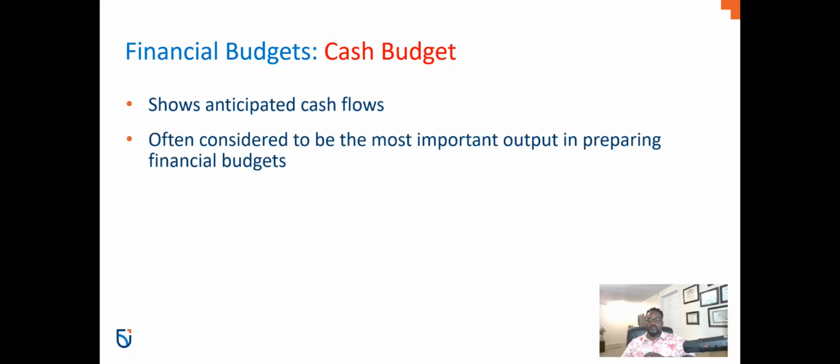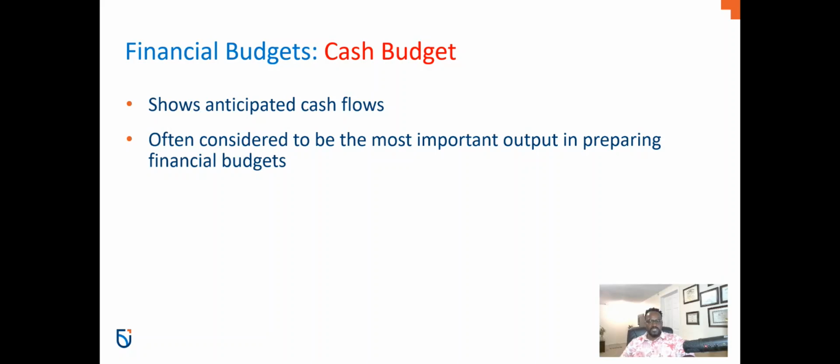So, what is a cash budget? It's simply a budget that shows the anticipated cash flows in a company. It is considered one of the most important parts of preparing your budgets or your master budget.